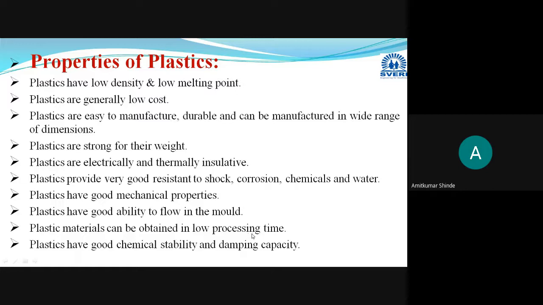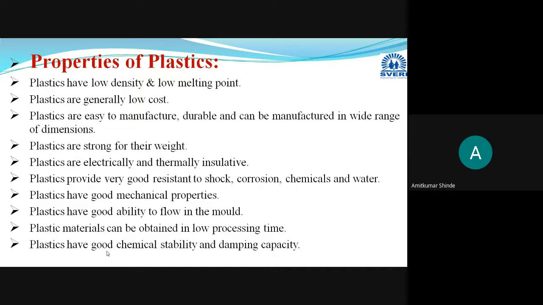Then, whichever plastic component is manufactured, converting the source or raw material into the desired product requires very little time. That is, it has very low processing time as well as low processing cost. And the last property is that these plastic materials have very good chemical stability and damping capacity also. Okay, so these are some basic properties of the plastic materials.